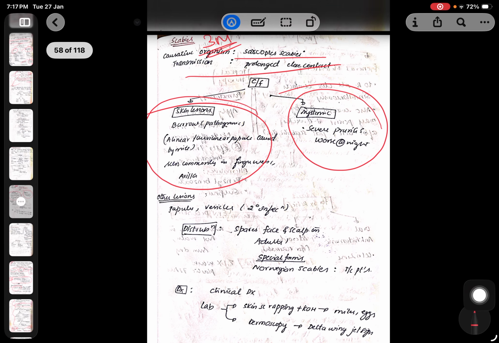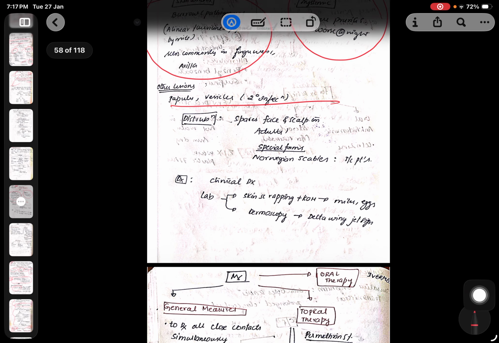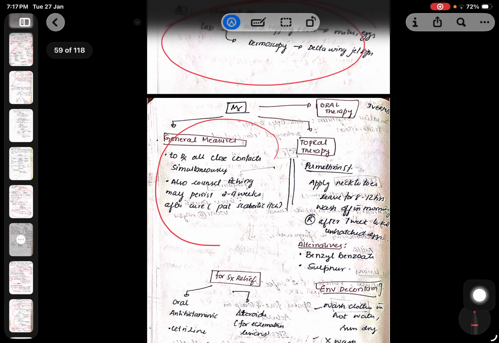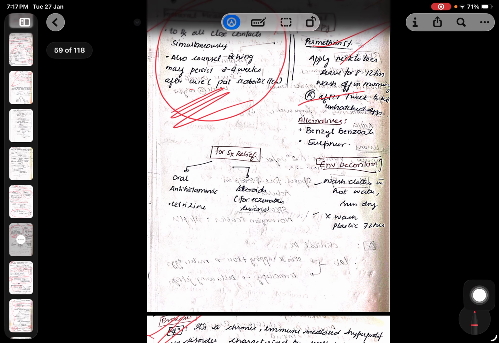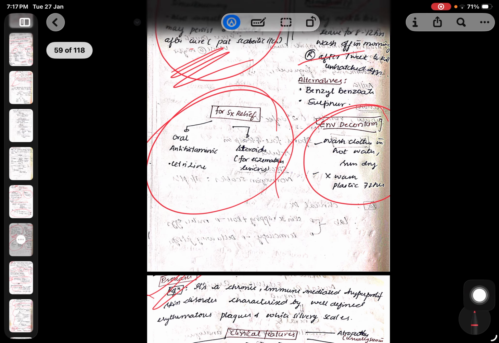Again, you are studying from second year, so I don't think there's much to explain here. These are the other possible lesions which you can find, and how you diagnose it, and this is the general management. Make sure you treat the close contacts as well. This is something which I expect even the examiner expects you to know, because everybody will write permethrin and sulfur. That's what everybody will write, but you should know how to differentiate yourself from the rest of the people. And oral therapy is ivermectin. For symptomatic relief, obviously you give cetirizine and steroids, and also environmental decontamination.